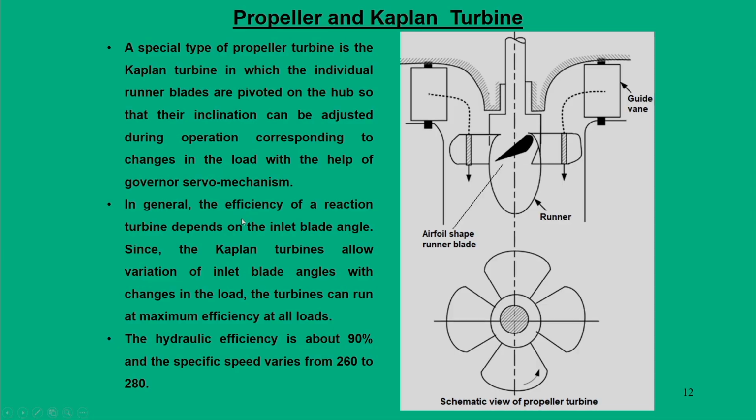And why do we say this? Because the efficiency of a reaction turbine depends on the inlet blade angles. Since Kaplan turbines allow variation of inlet blade angles with change in load, the turbines can run at maximum efficiency at all loads. Their hydraulic efficiency is about 90%, and their specific speed varies from 260 to 280.